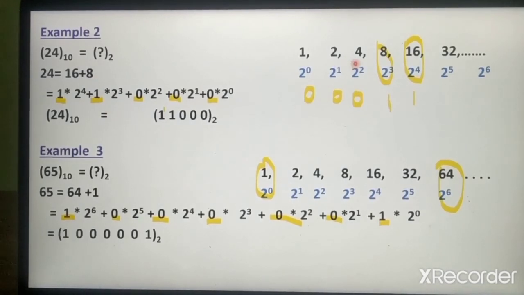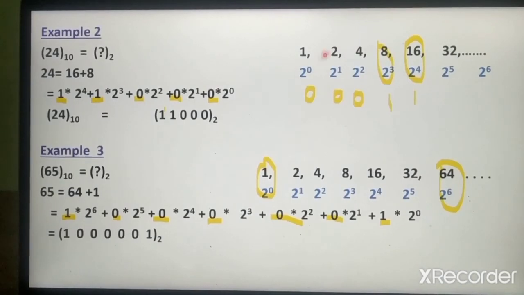Next check whether 4 is there or not. 4 is not available, 2 is also not available, and 1 is also not available. So I write 0 into 2 to the power 2 plus 0 into 2 to the power 1 plus 0 into 2 to the power 0. In this manner you write it. When you simplify this, you will get 11000, which is the binary number for the decimal number 24.